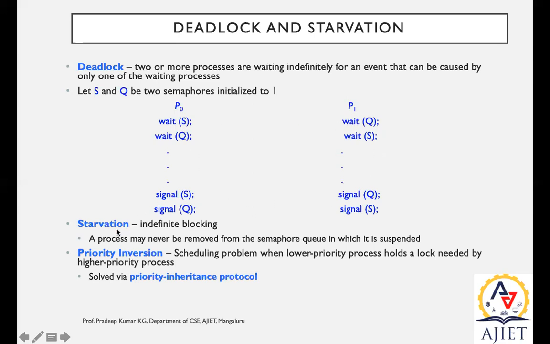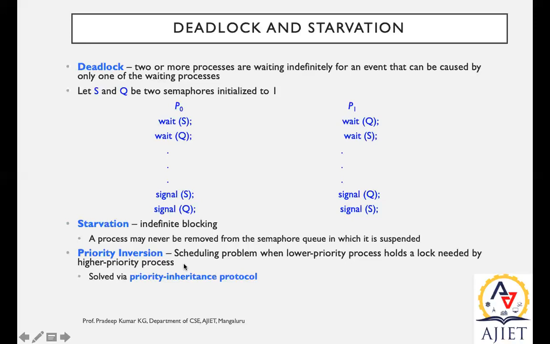it is also called starvation. A process may never be removed from the semaphore queue in which it is suspended. It is very difficult to remove it because it is not served and doesn't enter the critical section to execute its turn. That's why it is in indefinite blocking. It will fall into starvation, waiting in that particular queue, because a single process cannot be removed from the queue so that the next may continue with its execution. Now, to avoid this scenario, we may have a priority inversion scheduling problem.